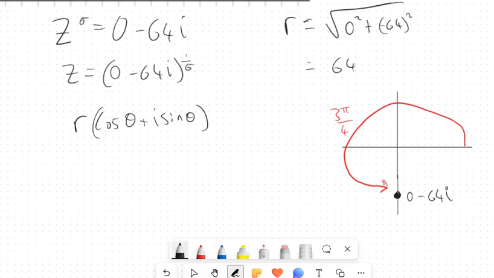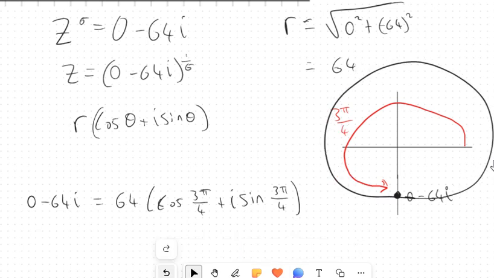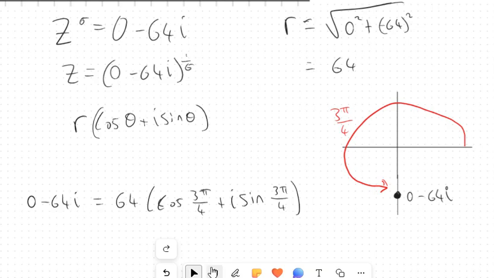Therefore, 0 minus 64i is equal to 64, that's what we're putting in for r, cos of 3 pi over 4 plus i sine 3 pi over 4. And if we were to go around 360 degrees from there, we get back to the same point again. So therefore we have to do plus 2n pi, and that just means that we can keep going around rotation.